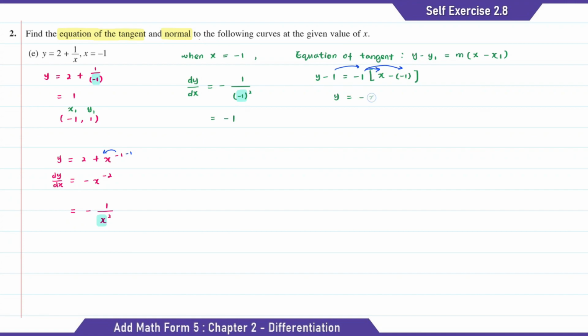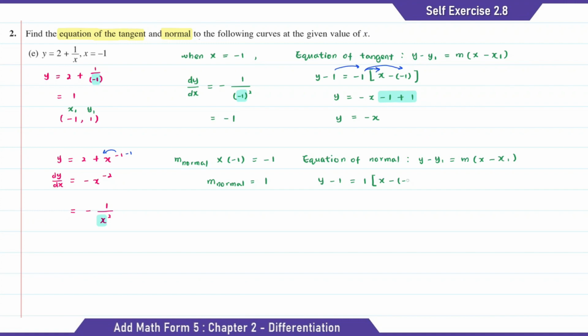Then y equal to negative x minus 1 plus 1. Then the equation will be y equal to negative x. Next, to find the gradient of the normal, when it is multiplied with the gradient of the tangent, negative 1, the answer will be negative 1. Then the gradient of the normal will be positive 1. Then the equation of the normal will be y minus 1 equal to 1, x minus negative 1. Then y equal to x plus 1 plus 1. Then the equation is y equal to x plus 2.